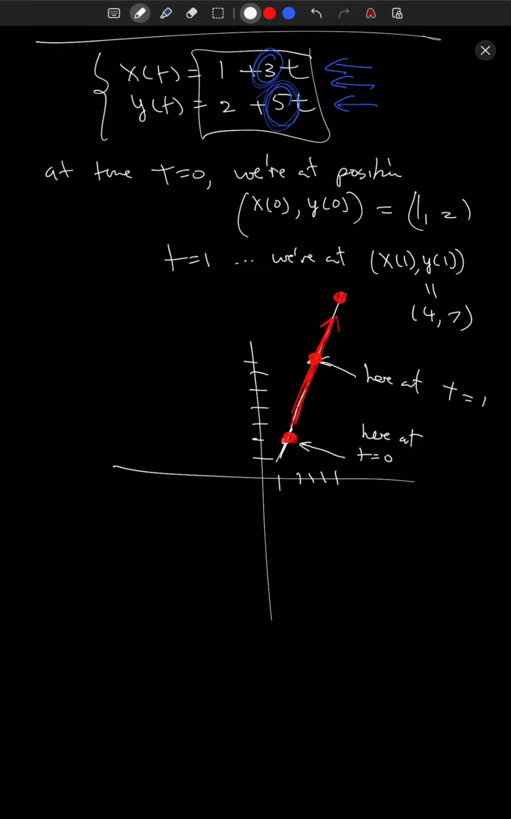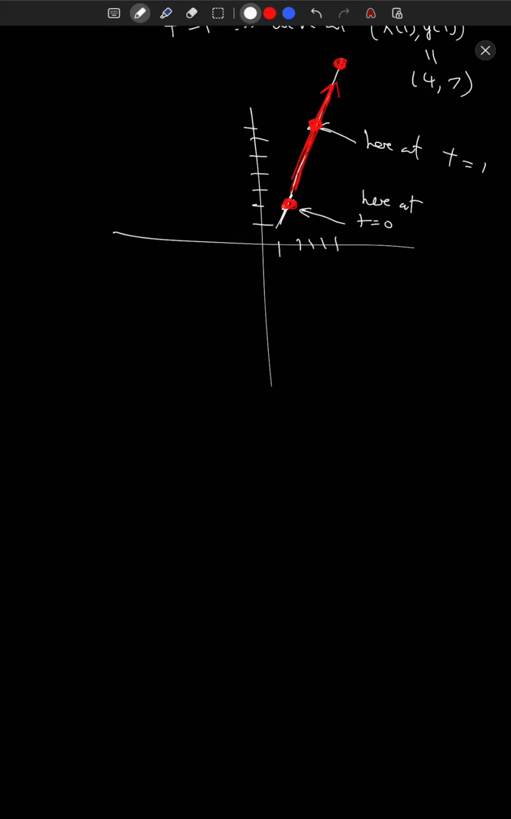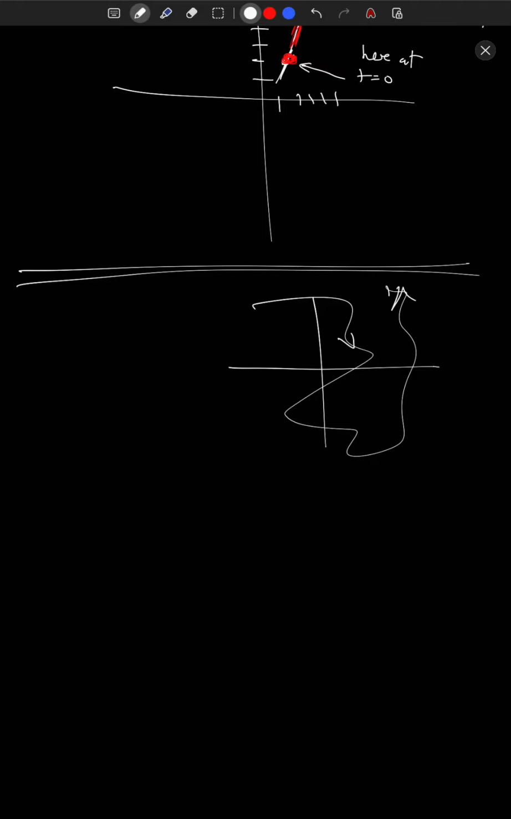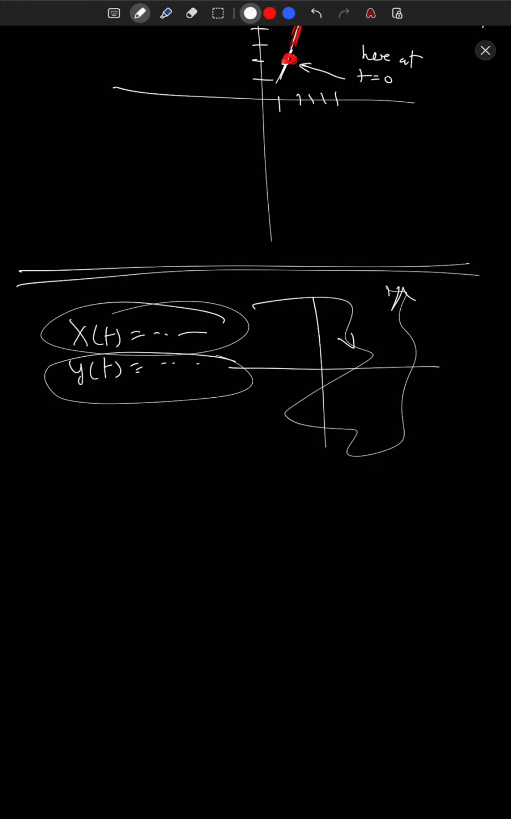So maybe this isn't so exciting, right? It's just a straight line. But the really useful thing here is that we can describe any sort of motion in this way, right? So motion like this, right? Driving in that direction, we can describe it with some formulas, x of t equals something, y of t equals something. And then we can study it using math by studying the function x of t and y of t.